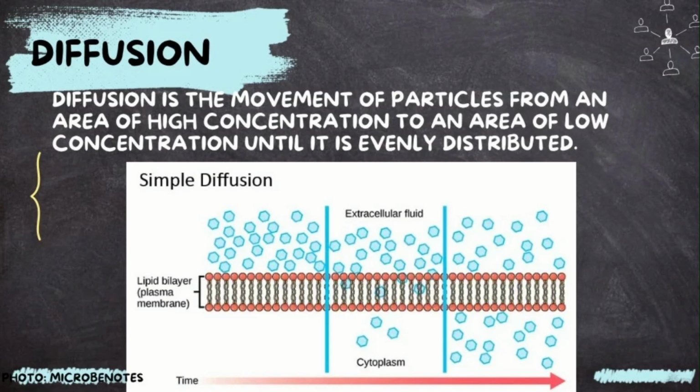Then we have different transport across the cell. So diffusion. Essentially, diffusion is the movement of particles from an area of high concentration to an area of low concentration until it is evenly distributed, right?